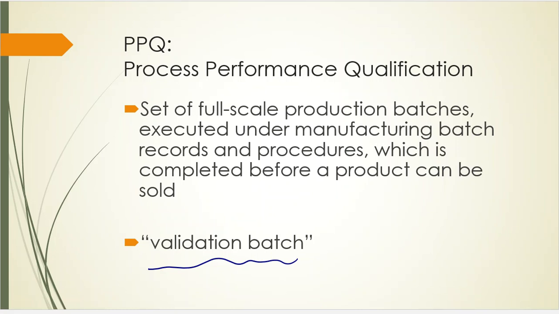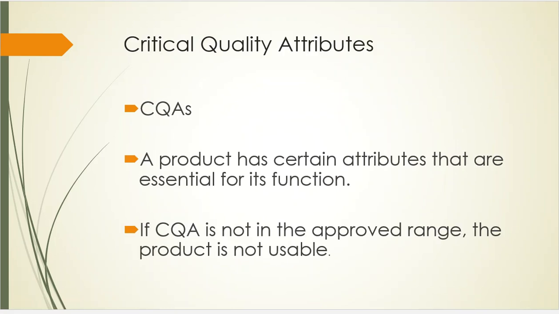So that way we can fix any mistakes that begin to happen before we actually turn the button on and do this thing for real. Critical quality attributes is another term that we like to use, abbreviated CQA. CQA, critical quality attributes, are the attributes of a product that has a certain job to do, and that are essential for its function.